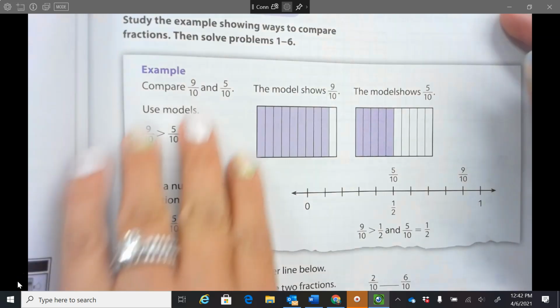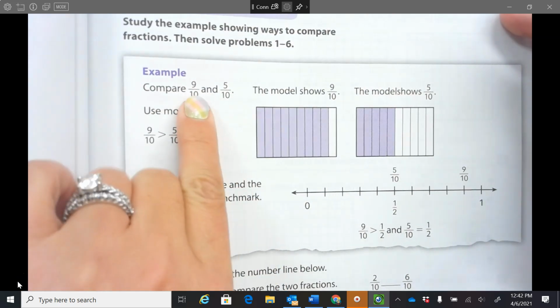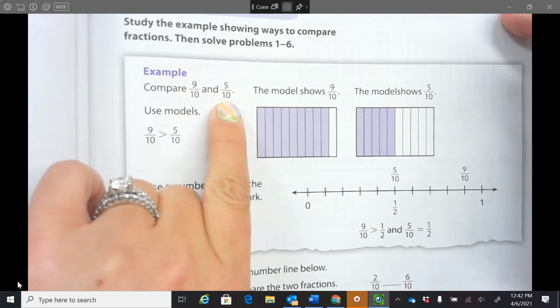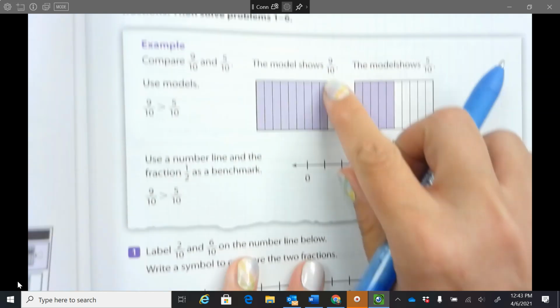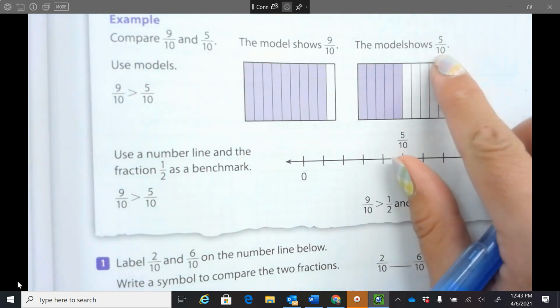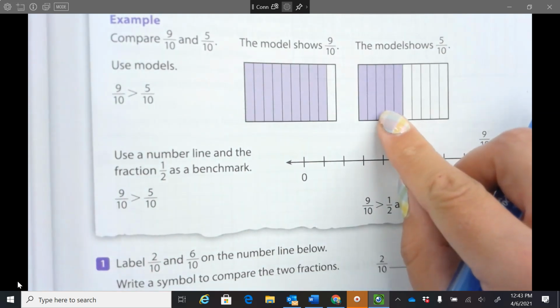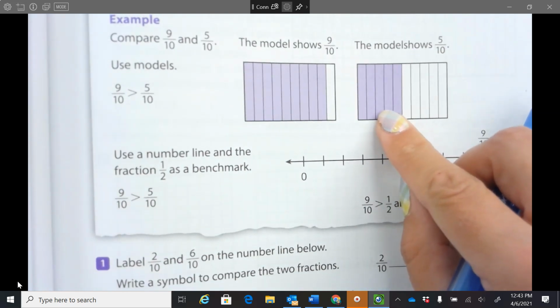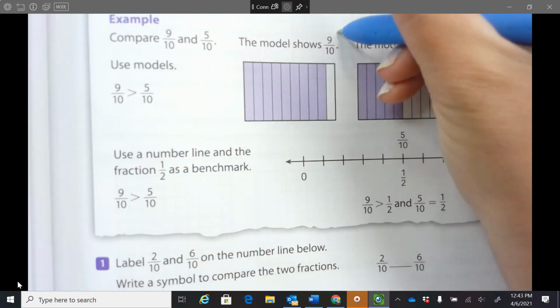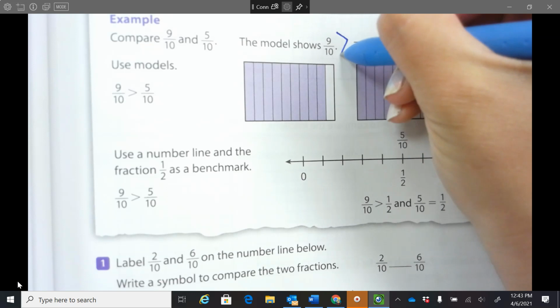Okay, so we're comparing fractions. It's asking us to compare 9/10 and 5/10. Okay, this model shows what fraction? 9/10, yeah, and then this one shows 5/10. Okay, so if these were candy bars and your sibling ate most of it, which fraction did they eat? They ate 9/10, right?